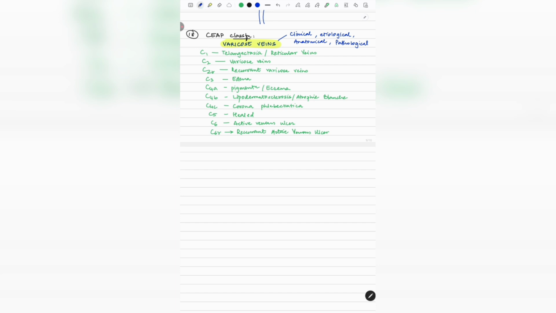Okay, what does it say? C1 is telangiectasia, C2 is varicose vein, C2R is recurrent varicose vein, C3 is edema, C4A is eczema, C4B very important, all these three very important, C4B is lipodermatosclerosis, C4C is corona phlebitica, C5 is healed, C6 is active venous ulcer, whereas C6R is recurrent active venous ulcer.